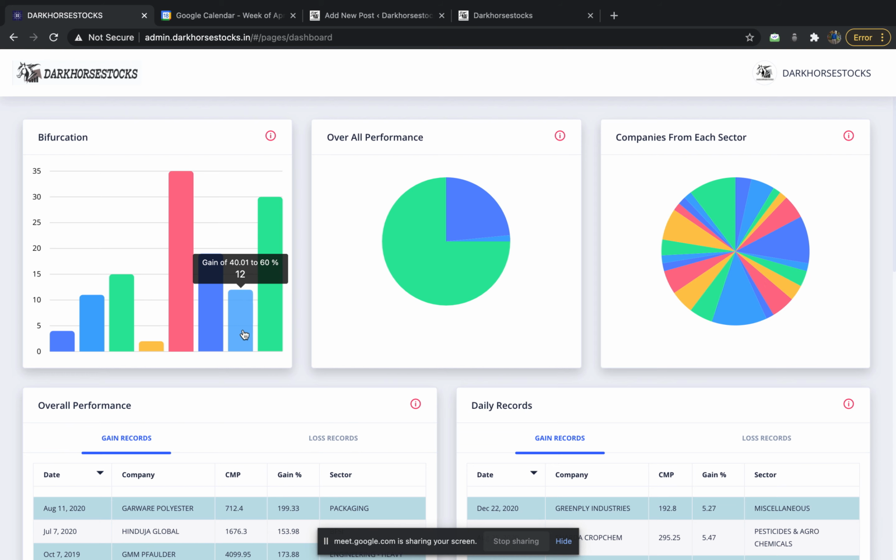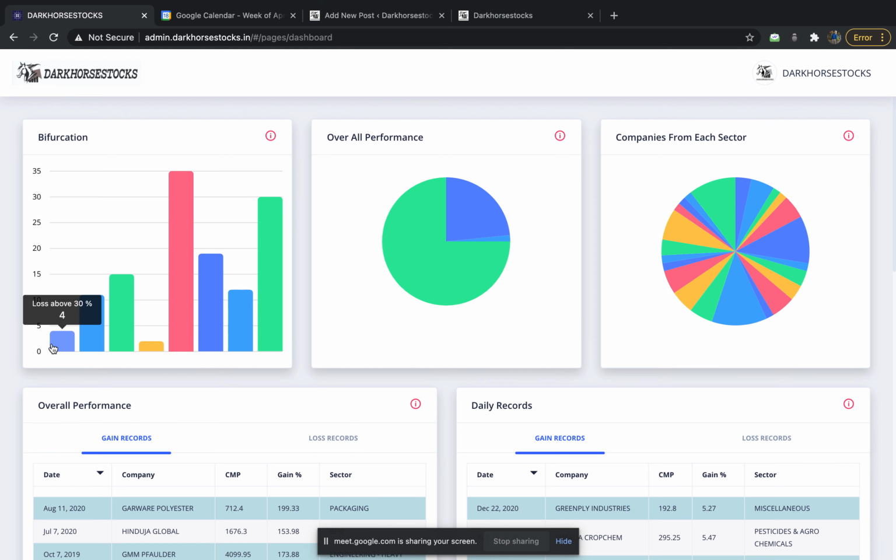The second one is the range of 40 to 60%, 20 to 40%, and positive returns, and the same goes for the next, say loss up to 10%. Now stocks that are down up to 10%, stocks that are down in the range of 10 to 30%, and the stocks that are down beyond 30%. So this is the basic bifurcation of all the stock ideas.